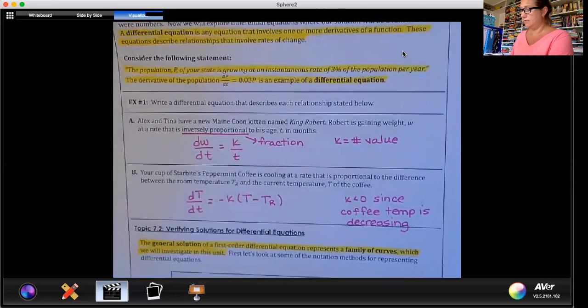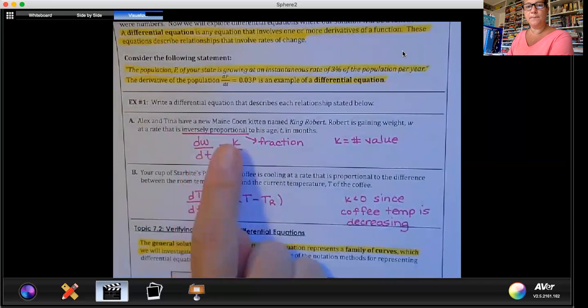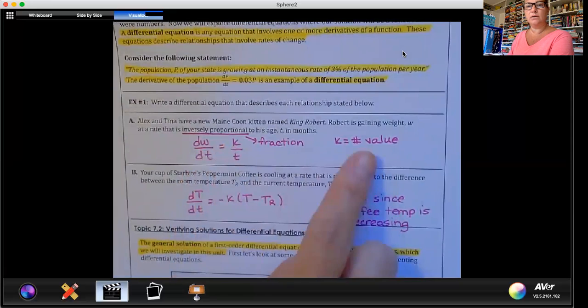So Alex and Tina have a new Maine Coon kitten named King Robert. Robert is gaining weight W at a rate that is inversely proportional, set up a fraction, to his age T in months. So the rate at which the weight is changing, dW/dt, equals K over T, where K is a number value.